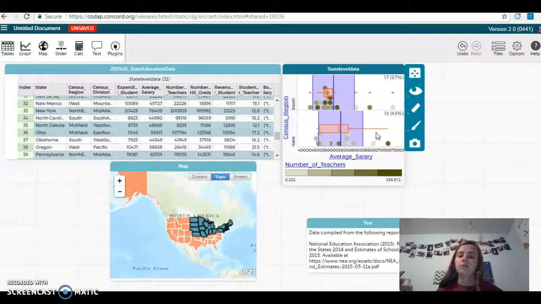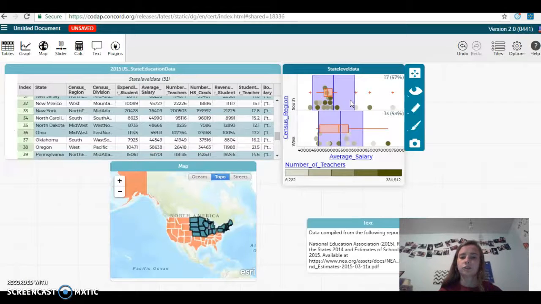One good thing about there being fewer teachers in the West is that it would mean they probably need more teachers, so it'd be easier to get a job. But I like that there are more teachers in the South because therefore there are more teachers to help more students succeed.